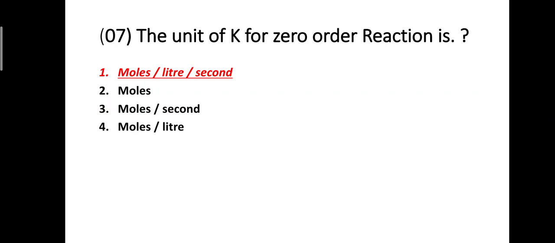Question number 7. The unit of K for zero order reaction is option first, moles per liter per second; option second, moles; option third, moles per second; option number 4, moles per liter. And the correct unit for K for zero order reaction is option number 1, moles per liter per second.